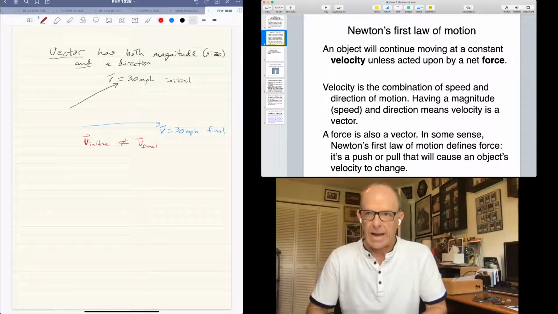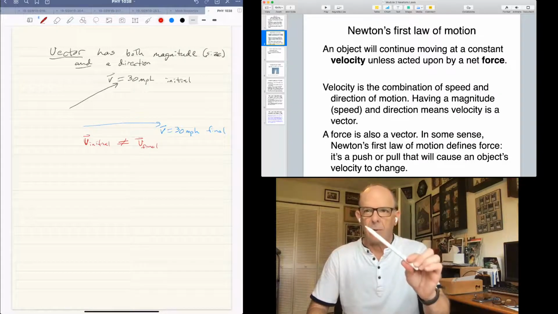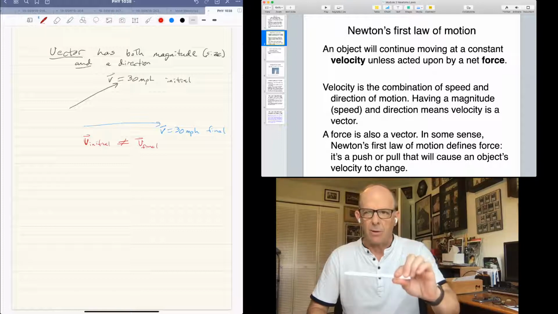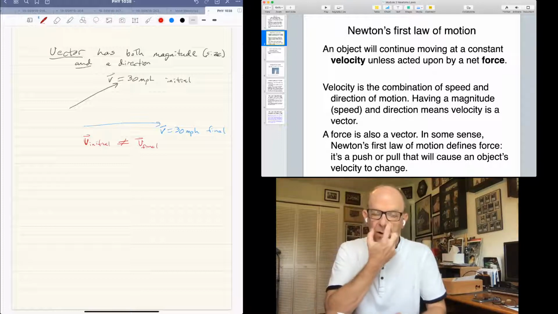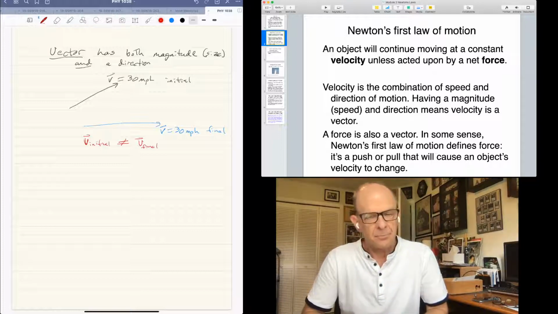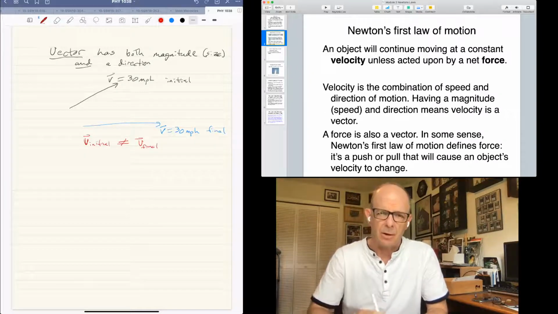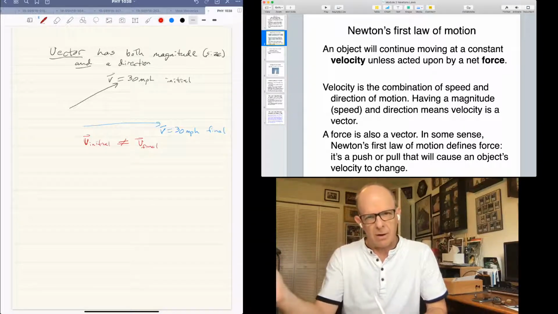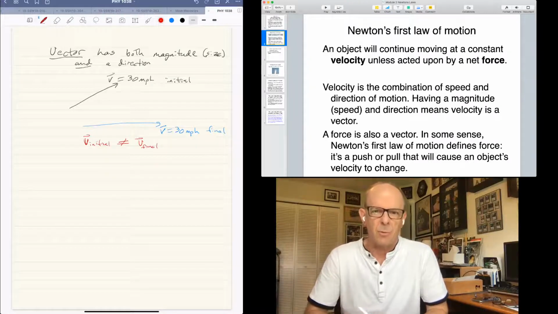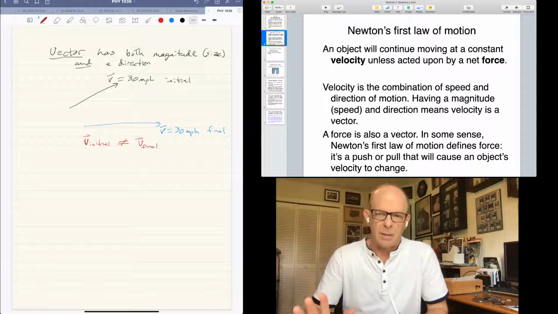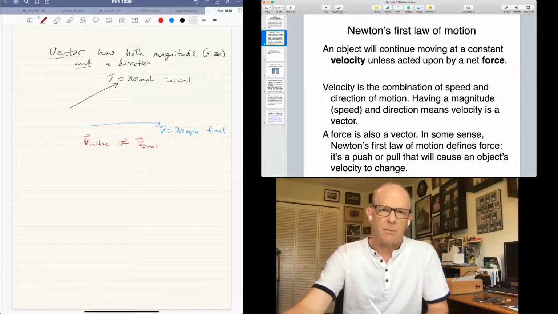So something had to happen to change the direction of the thing going from this way to going this way, even though the speed didn't change at all. So if you're driving your car down the highway and you get off on the exit ramp, even if you keep your speed the same, the fact that you're changing direction means there must be some force acting on you. So force is a push or a pull on an object that causes the object's velocity to change.